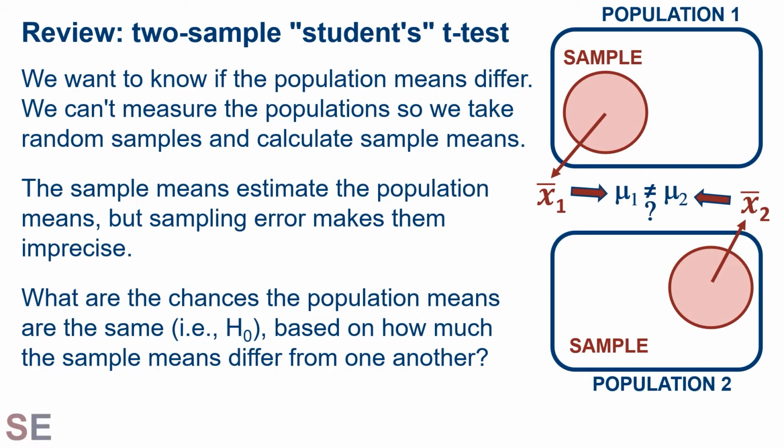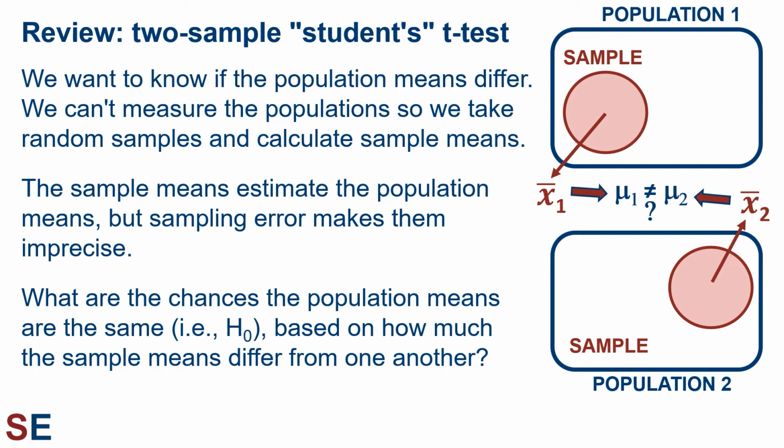We want to know if two population means differ, but we can't measure both populations, so we take samples from each of them and calculate the sample means. The sample means estimate the population means, but sampling error makes them imprecise, so the question we ask is, what are the chances that the population means are the same based on how much the sample means differ from one another?